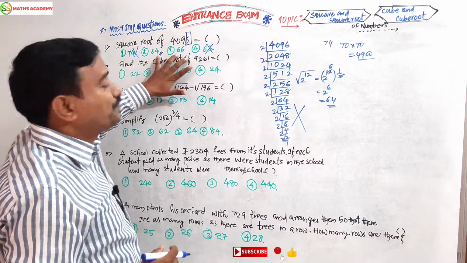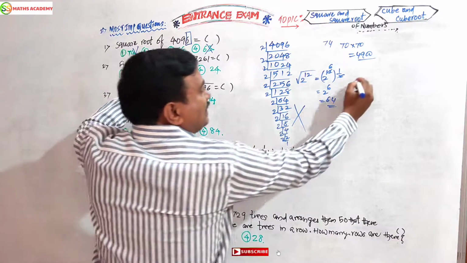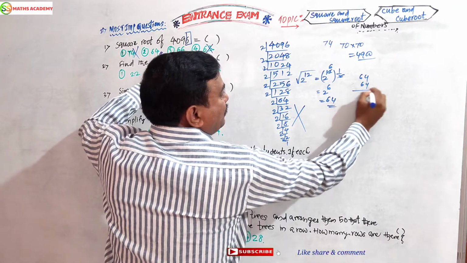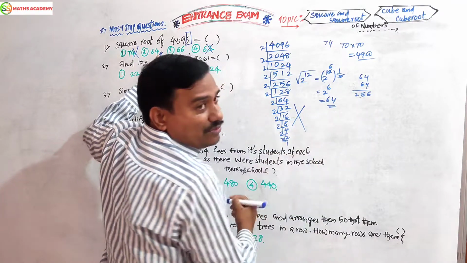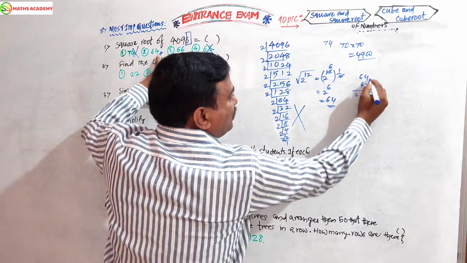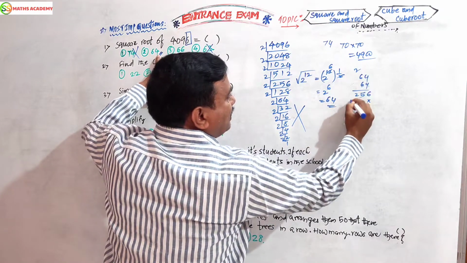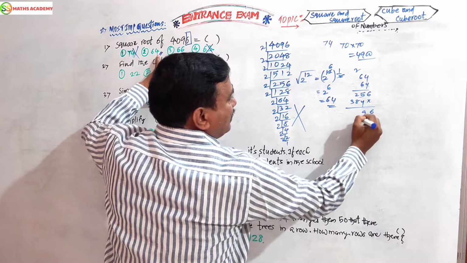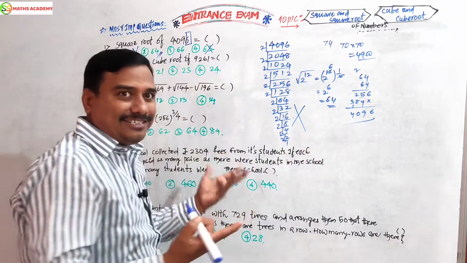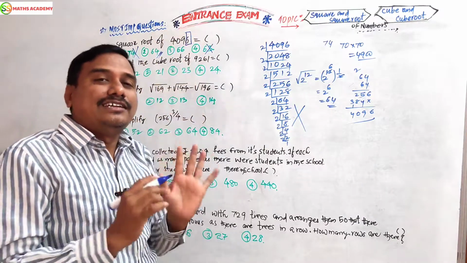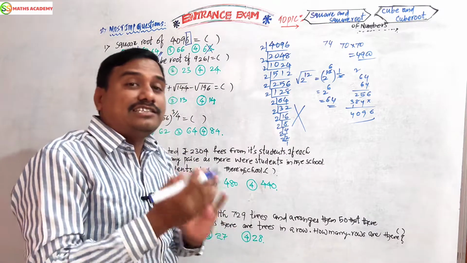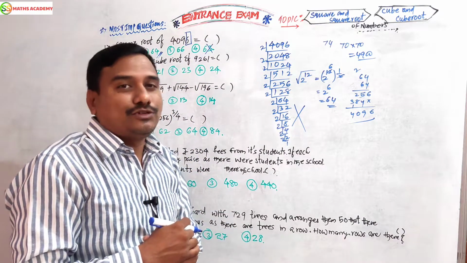Next are these two. Now I should check 64 into 64. 4 fours are 16, carry 1, 4 sixes are 24 plus 1 is 25. Next, 6 fours are 24, carry 2, 6 sixes are 36 plus 2 is 38. Yes, got it, 4096. Our answer is 64.